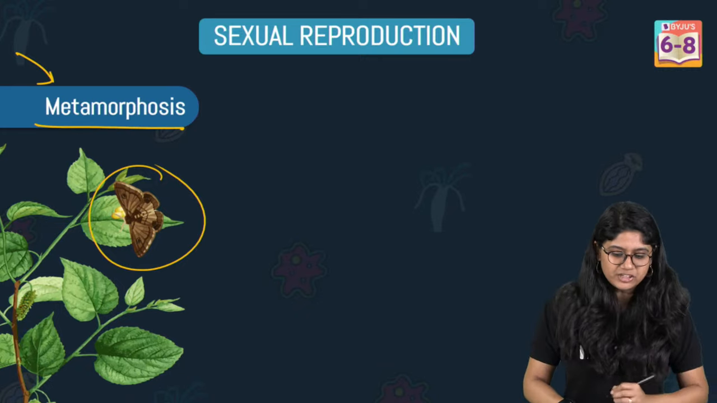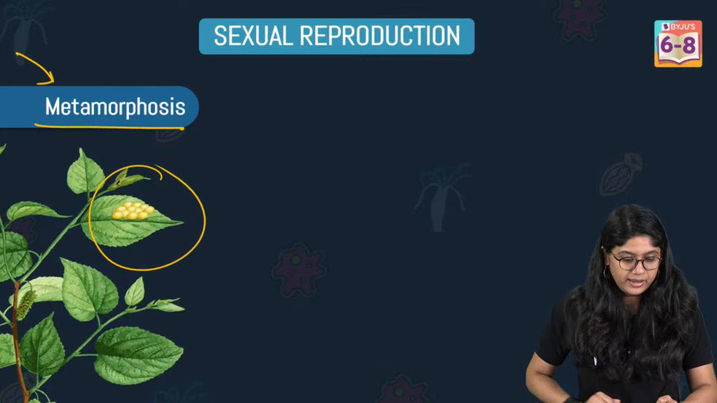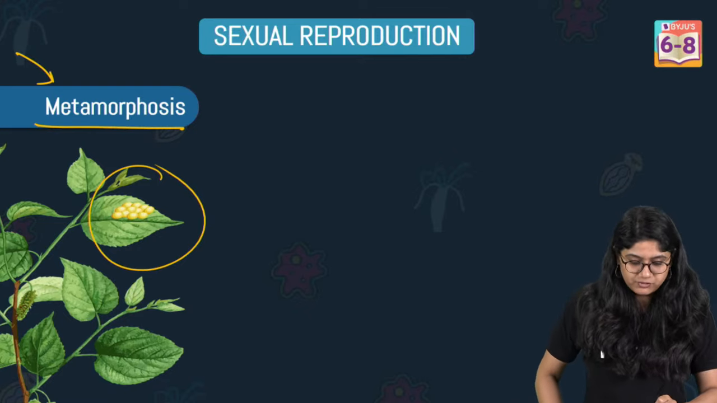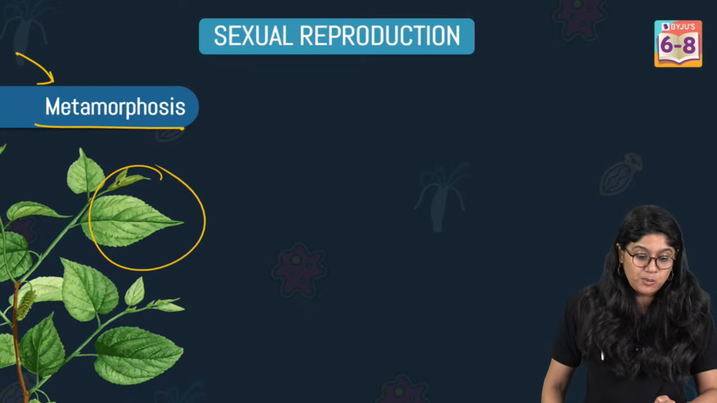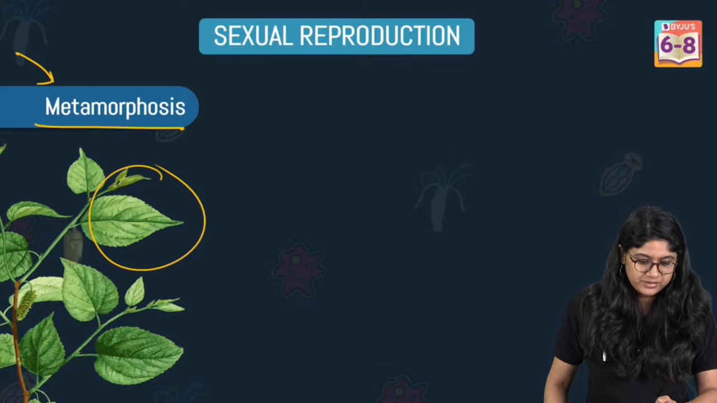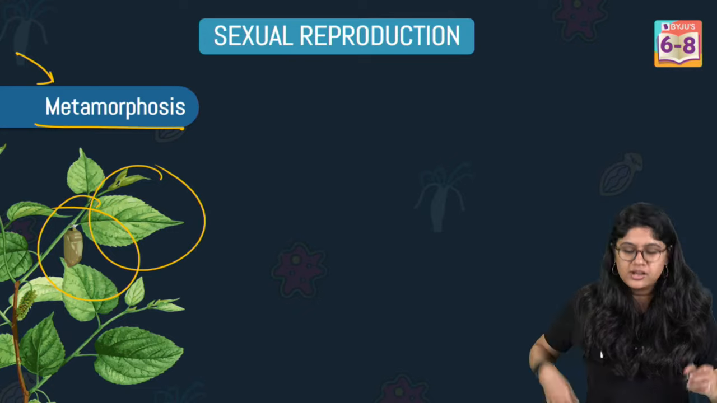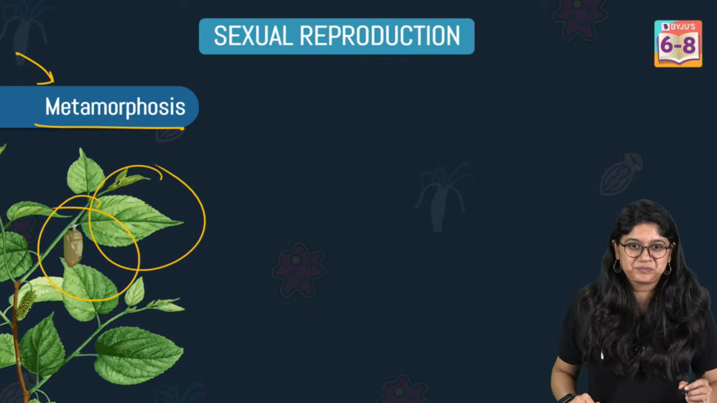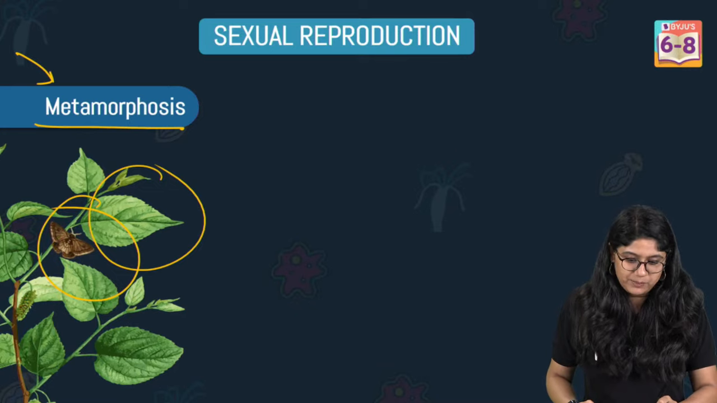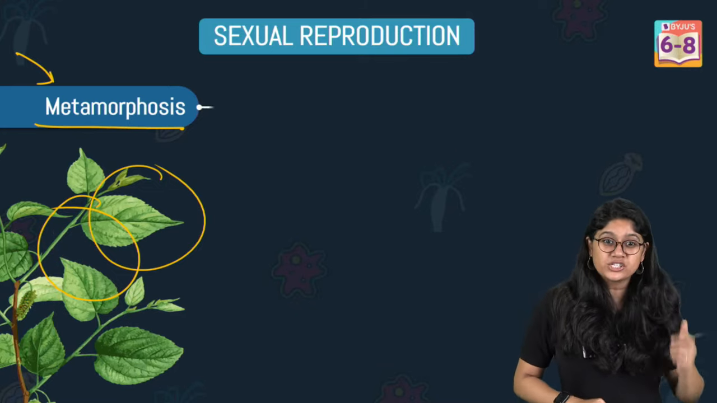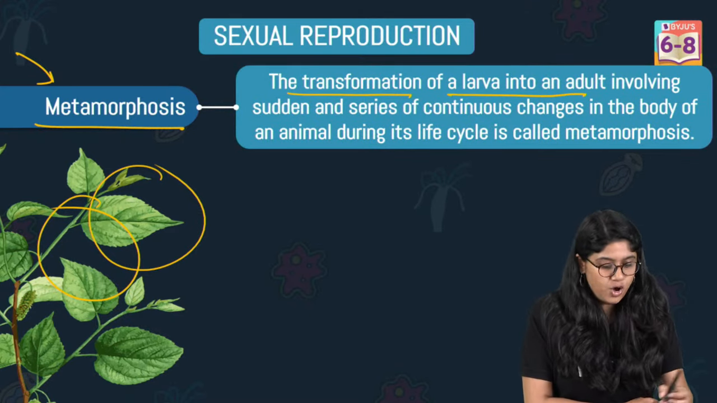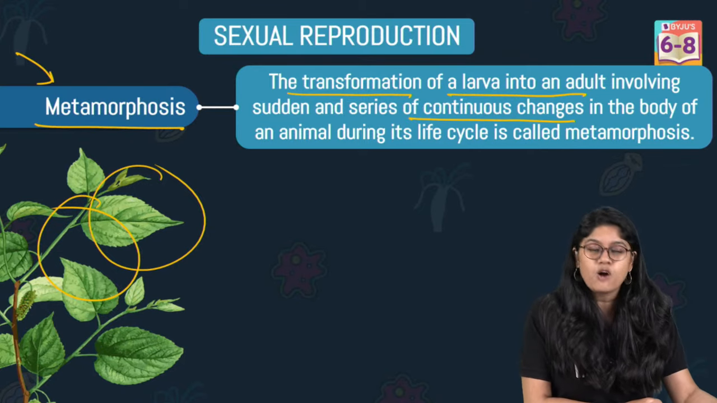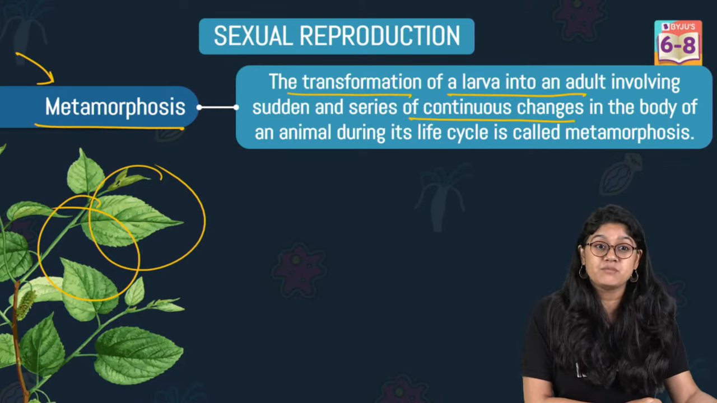Yes, very good. So we have this butterfly, it will be laying its egg, right? And slowly, these will develop into a larva. And this larva will be eating so much food. It will become a little bit more, and then of course we'll see the cocoon stage. They'll just stay there for a very long time. And then they will become a butterfly. So this whole process, the transformation of the larva into an adult involving a sudden or a series of continuous change in the body of an animal during the life cycle is called metamorphosis.